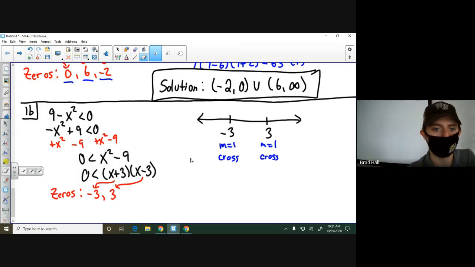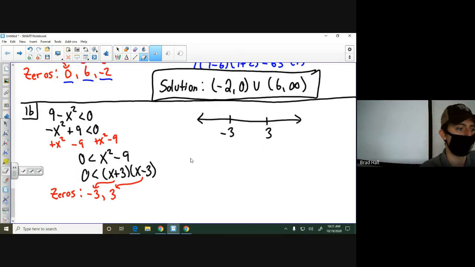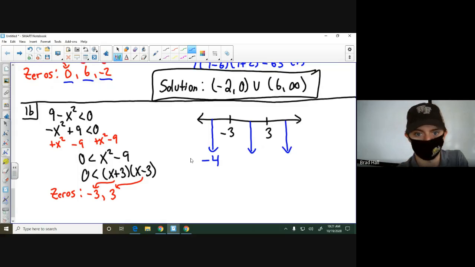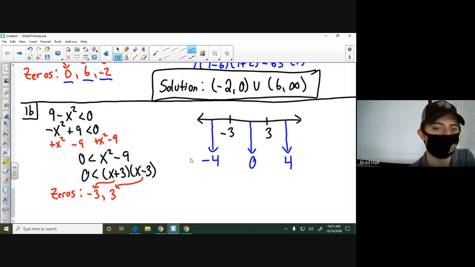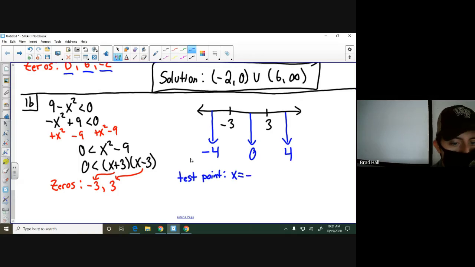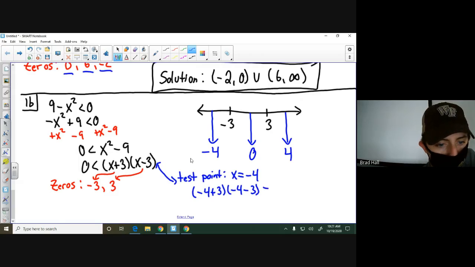But just to offer a diversity of methods, I'll just pick a test point from each one. So here we could pick -4. So that one, all we need is a number less than -3. Here we could pick 0. Here we can pick +4. So -4, we just plug in -4 in for each x. So -4 plus 3, -4 minus 3. And so that gives us +7, I believe. Which is a positive number.